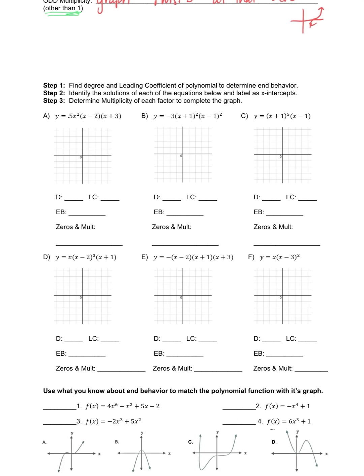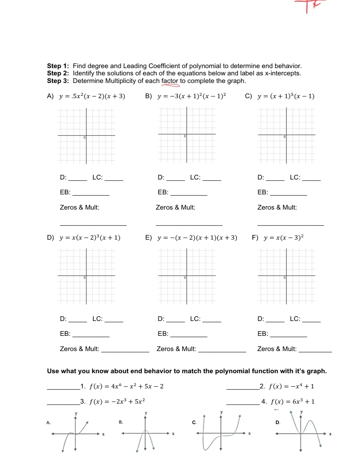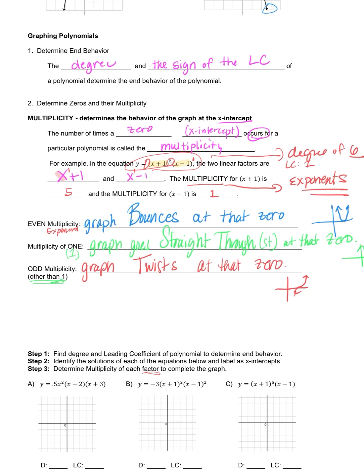So on the next page, what we're going to do is find the degree and leading coefficient of the polynomial to determine end behavior. Identify solutions of each of the equations below and label as x-intercepts. Determine multiplicity of each factor to complete the graph. You must be in factored form. Multiplicity must be in factored form because you cannot find the multiplicity unless you are in factored form.